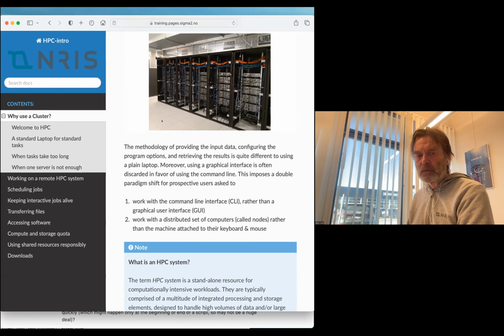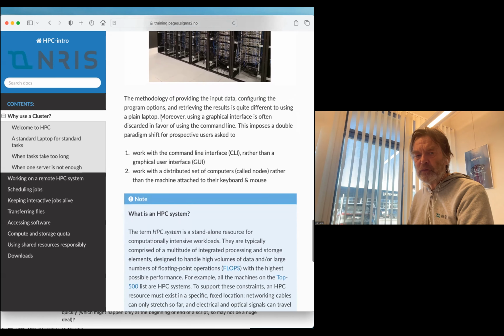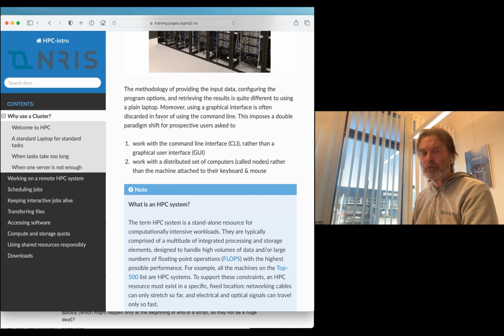So we use the term HPC systems for a standalone resource that takes computationally intensive workloads. And as we see from the picture, they are comprised of a multitude of integrated processor and storage elements.